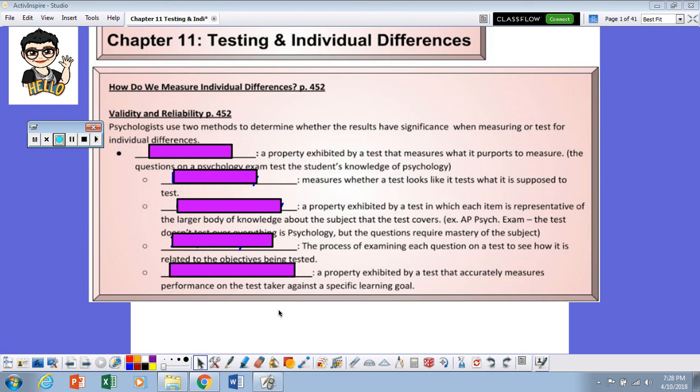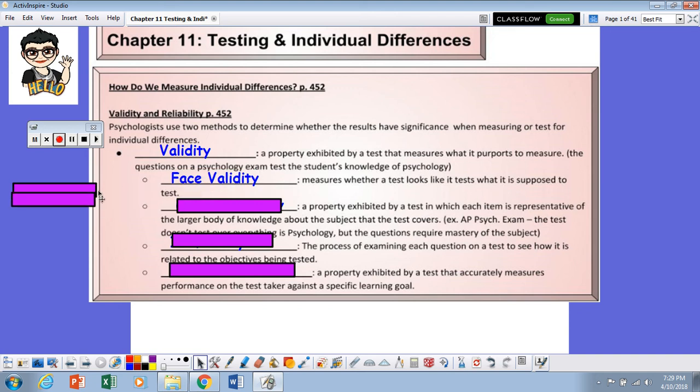So how do we measure individual differences? Well, we have to go back and talk a little bit about reliability and validity. Psychologists use two methods to determine whether the results have significance when measuring or testing for individual differences. One of the things that we look at is validity. This is a property exhibited by a test that measures what it purports to measure. In other words, if a test is said to measure math, the test is about math. Or if the test is about psychology, it should have psychology questions on there.